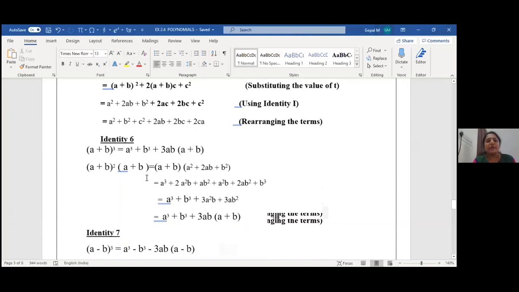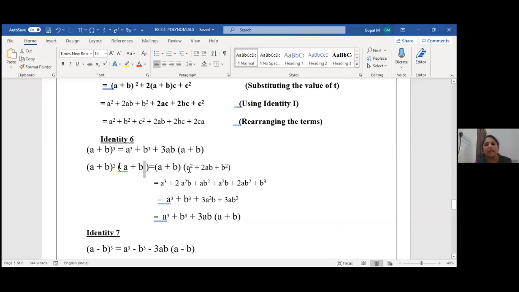So now, first I take a plus b whole cube. I'm splitting it as a plus b whole square into a plus b. See, power 2 and here power 1. So a plus b, keep it as it is. We know the a plus b whole square formula, so I'll write in the place of that a square plus 2ab plus b square. This is multiplication of a binomial by a trinomial.